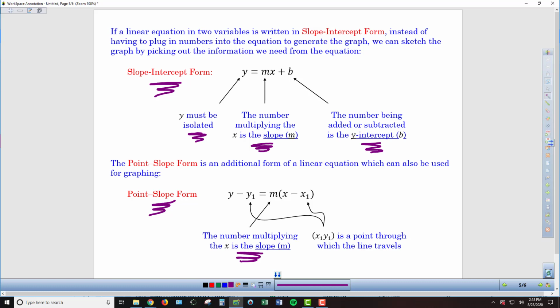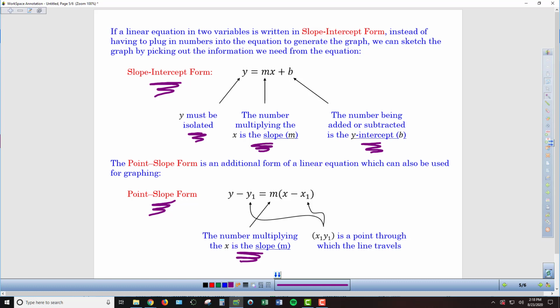But given that, knowing a place that the line travels through along with the slope is what allows us to be able to sketch the graph without having to do any kind of mathematical work. And so we'll see an example in a moment of what this equation looks like.